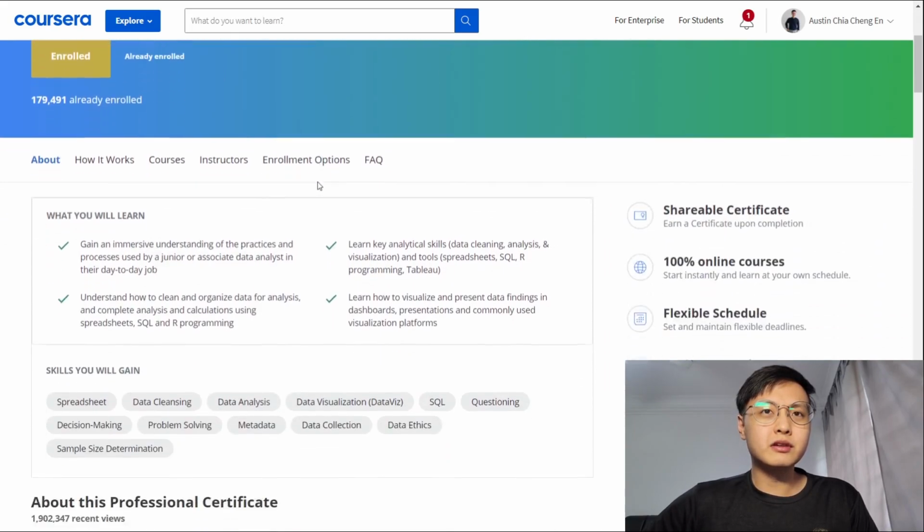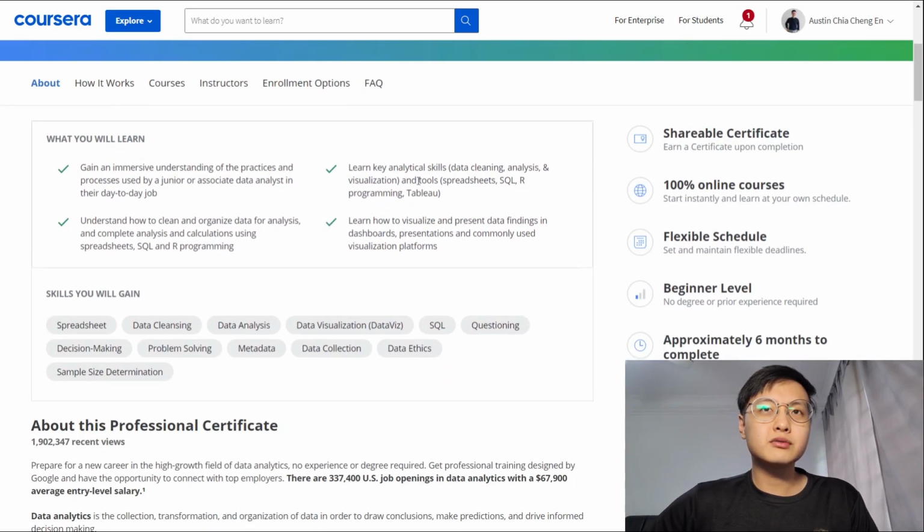So let's look at what you learn from this course. You learn some spreadsheets, SQL and R programming, as well as Tableau skills. These are some really good skills to have when applying for data analyst. If you look at the job positions out there, there are many of them looking for SQL, R, or even Tableau as one of the hard skills as a data analyst.